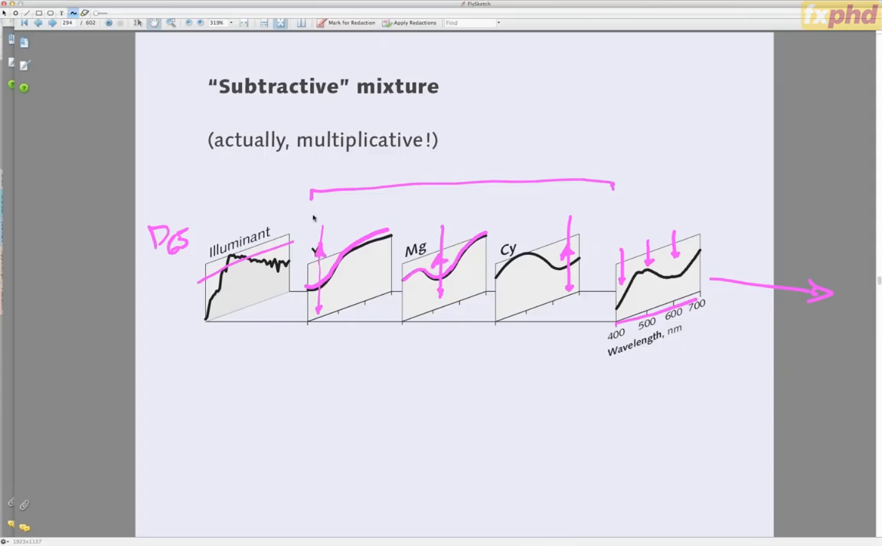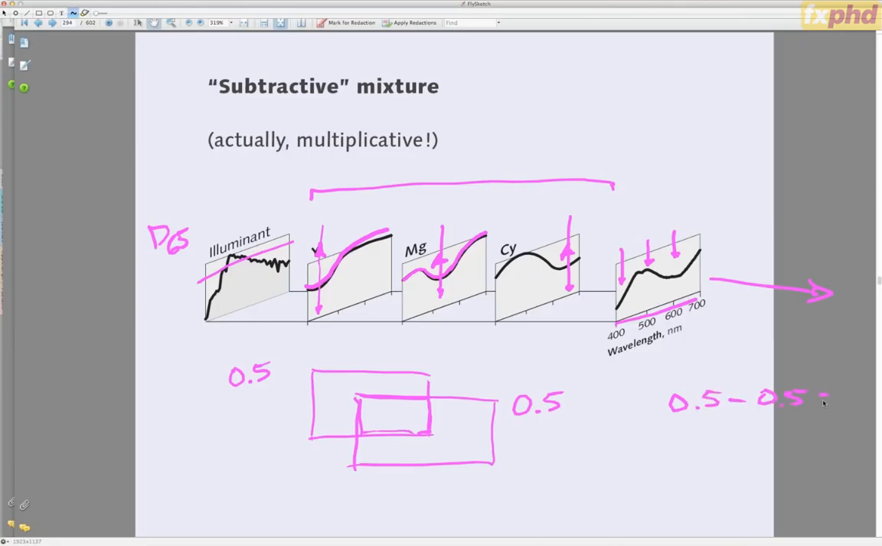However, there's a tricky part of this formation of mixtures. If you think of taking a 0.5 ND filter, so an ND filter that just passes half the light, and then placing on top of that another identical filter that passes half the light. Here where they overlap, you don't get zero. The arithmetic going on is not 0.5 minus 0.5 equals zero. The arithmetic going on is not subtraction. What's going on here is half times half is a quarter.